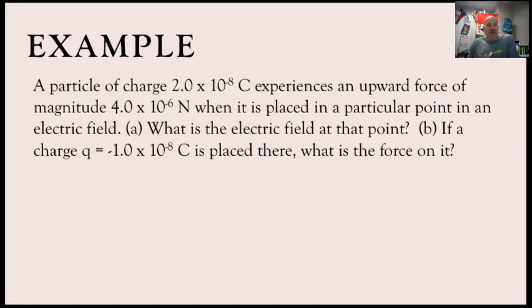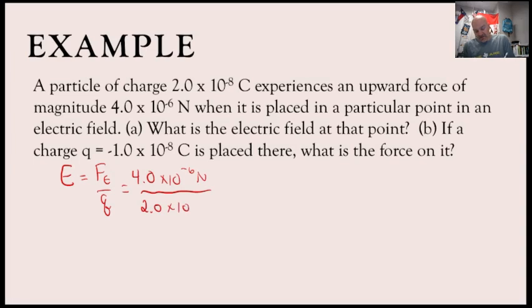The first thing we need to do is figure out the E field at that point. Easy enough, we use our 8.3 equation, E equals Fe over Q. The force it experiences is 4.0 times 10 to the negative 6 newtons, divided by its charge, 2.0 times 10 to the negative 8 coulombs. We find that there's 200 newtons per coulomb at that point. If you want to keep going, what is the direction? Because this is an upward force on a positive charge, the E field would be up at that point, so draw a little arrow for up.